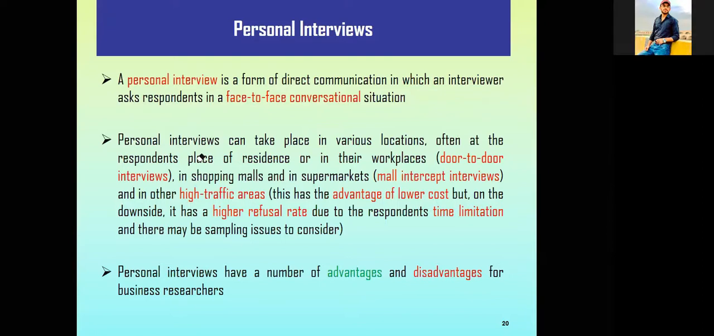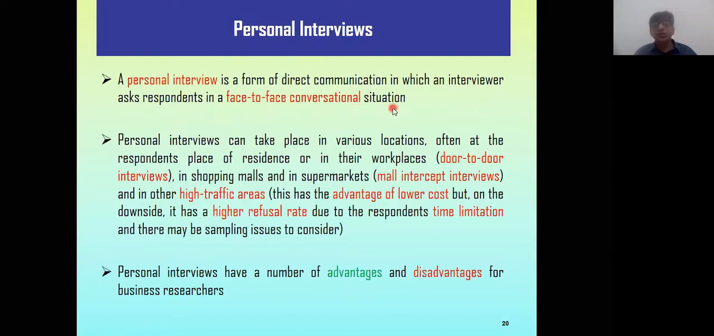Now, interviews are another tool through which you can collect data. Different tools include the questionnaire. In the same way, you can also collect data through the personal interview. A personal interview is a form of direct communication in which the interviewer asks the respondent questions in a face-to-face conversation.